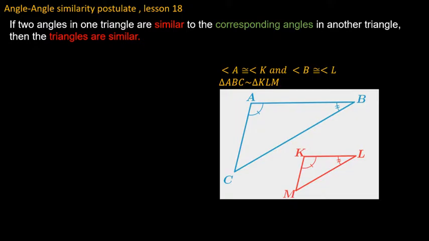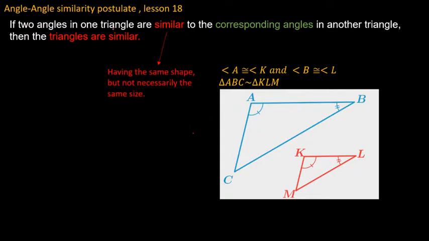So the angle-angle similarity postulate says that if two angles in one triangle are similar to the corresponding angles in another triangle, then the triangles are similar. Again, if two angles in one triangle are similar to the corresponding angles in another triangle, then the triangles are similar. Now, a lot of verbiage here, but when you break it down, it's actually pretty straightforward. Part of understanding this postulate is making sure we understand all of the vocabulary in it.